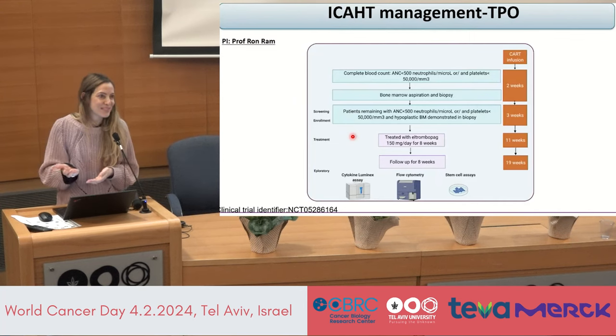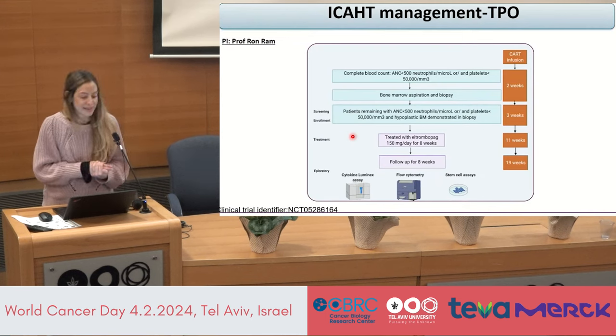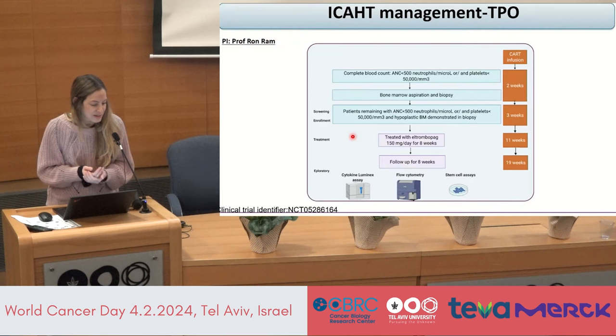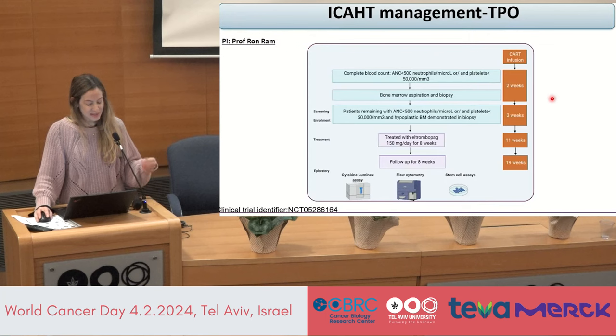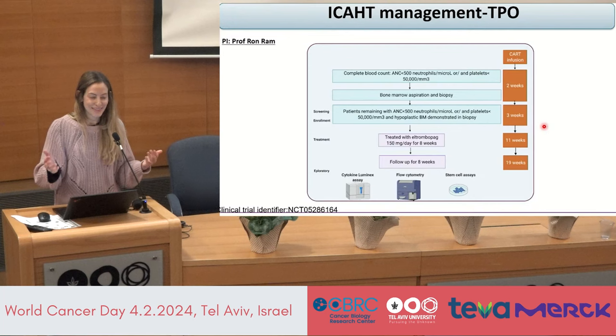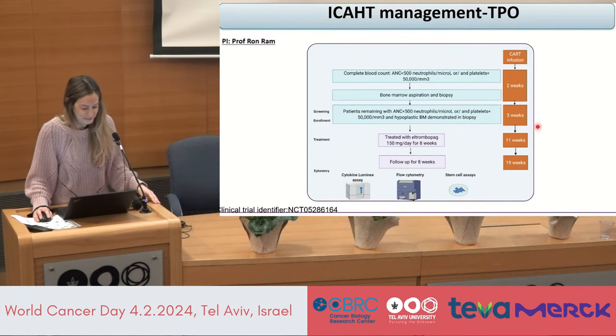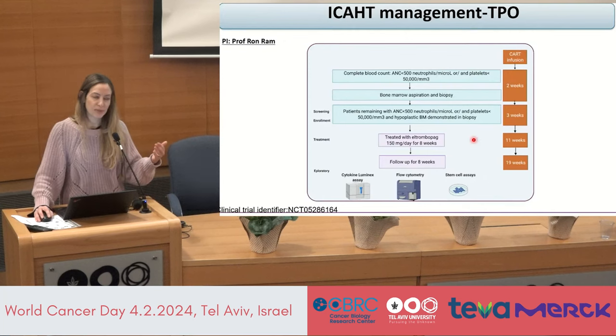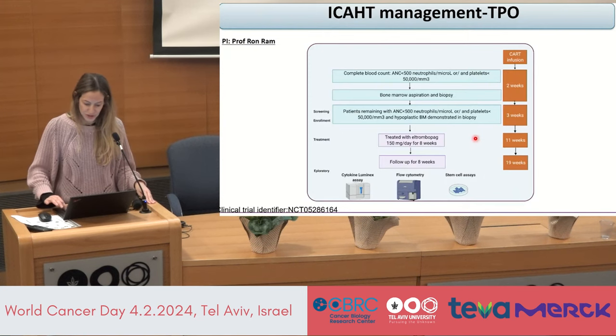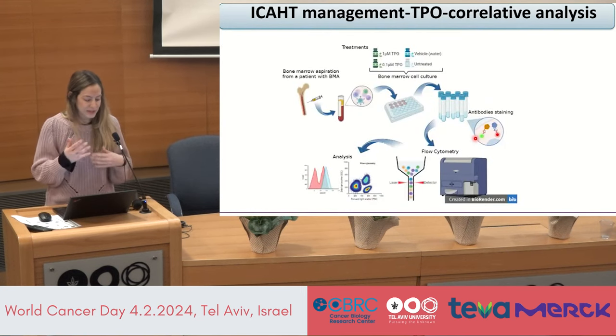In order to test this, the appropriate thing is to do a clinical trial, and this is what we started. The PI is Professor Onram at Ichilov Center, and we're collecting these patients. It's nice to have something to give them, and not just stand by and look at them with nothing to do. So we treat these patients with eltrombopag. We do a bone marrow biopsy and aspiration prior to and after the administration of this agent, and we look at correlative analysis.